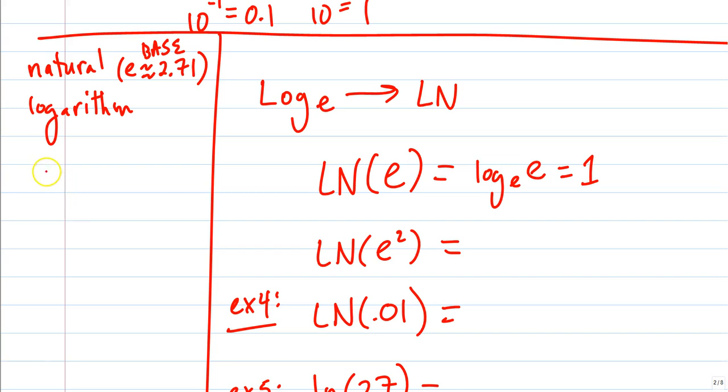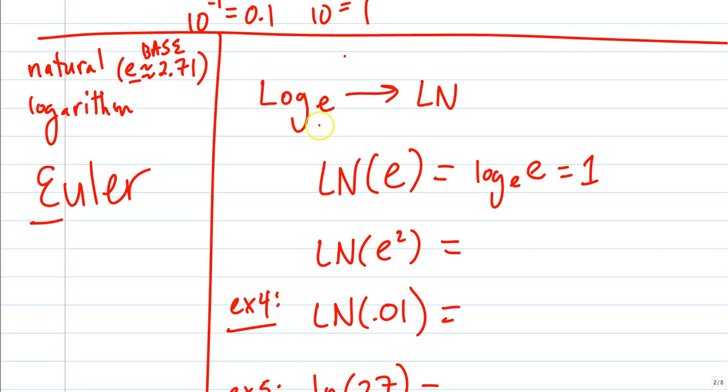Well, the mathematician that discovered it, his name is Euler. It looks like Euler, but it's Euler. And so he named it after himself. If you discover something, you name it after yourself. So it's called the natural number or Euler's number.